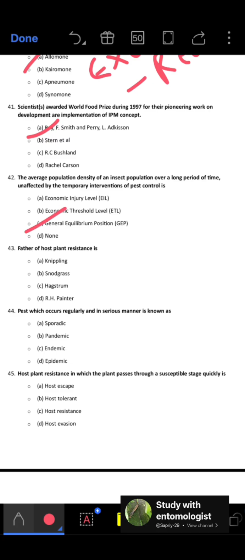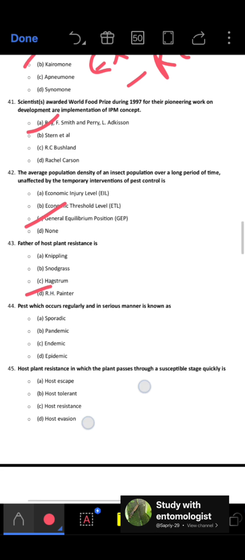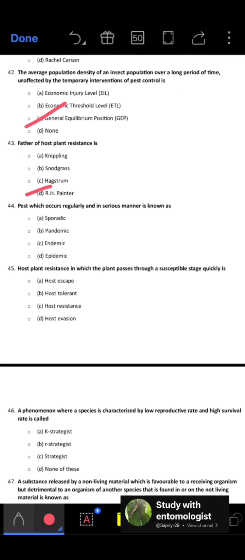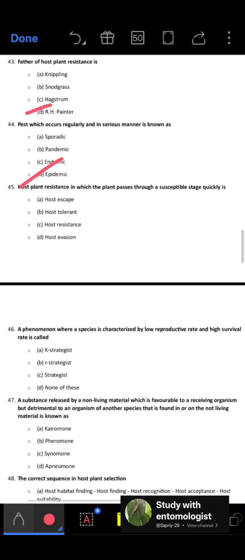The 43rd question is father of host plant resistance, it is R.H. Painter. Next question is a pest which occurs regularly and in a serious manner is known as epidemic. Next, in plant resistance, in which the plant passes through a susceptible stage quickly, it is known as host evasion.